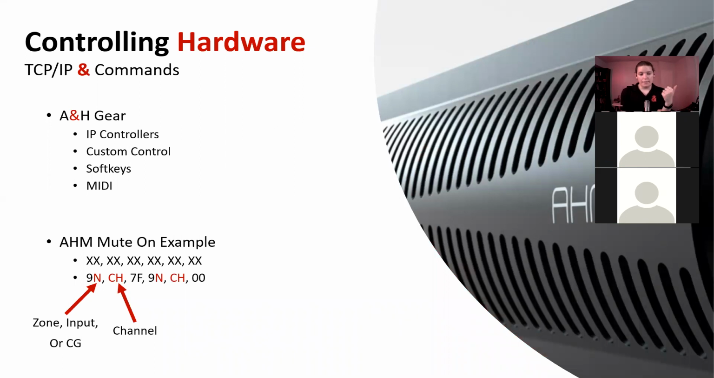So, just as a reminder, our Allen & Heath gear has IP controllers, custom control, soft keys, and there's also a MIDI interface with the consoles. So for an AHM mute on, if you go to the linked document that I sent just a couple minutes ago, it will list it.